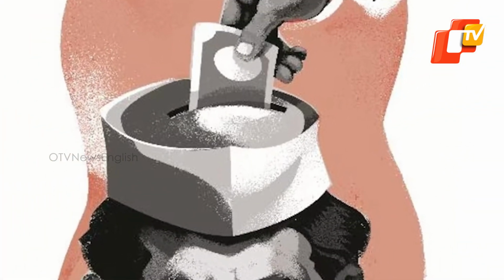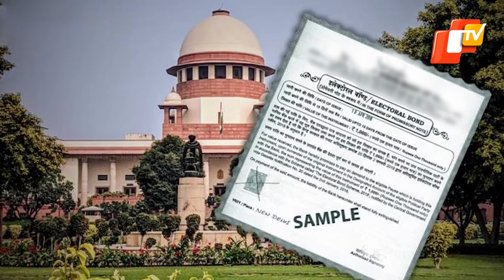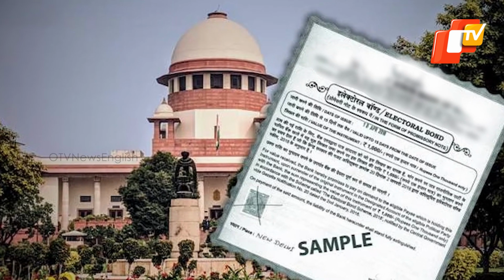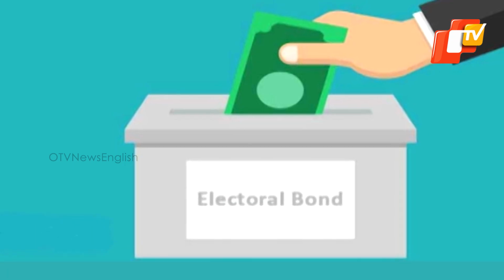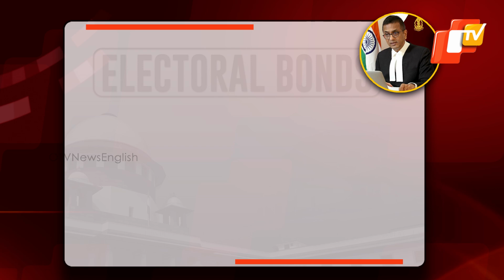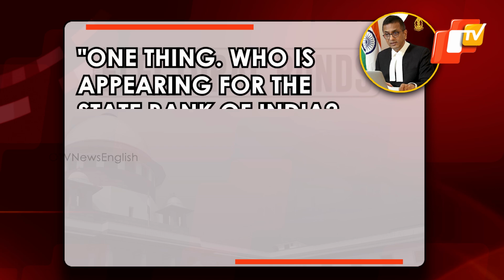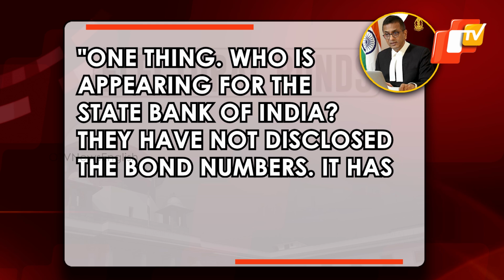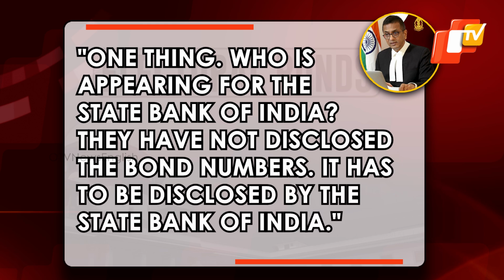The Apex Court mandated disclosure process concerning electoral bonds by a bench of Chief Justice D.Y. Chandrachud, Justice Sanjeev Khanna, Justice B.R. Gawai, Justice J.P. Pardiwala, and Justice Manoj Mishra. The CJI noted, and we quote, "Who is appearing for the State Bank of India? They have not disclosed the bond numbers. It has to be disclosed by the State Bank of India."